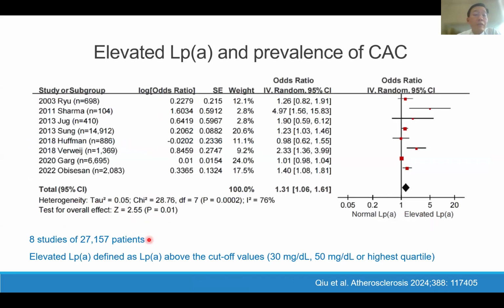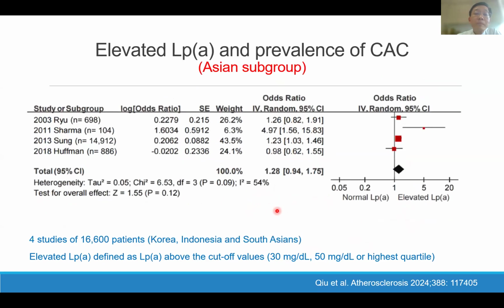This is a meta-analysis of 8 studies, with almost 30,000 patients. They compared those with normal Lp(a) and elevated Lp(a). And the elevated Lp(a) was defined as more than 30, more than 50, or in a high quartile, depending on the study. You can see that the hazard ratio is 1.31, which is significant, although the heterogeneity is high.